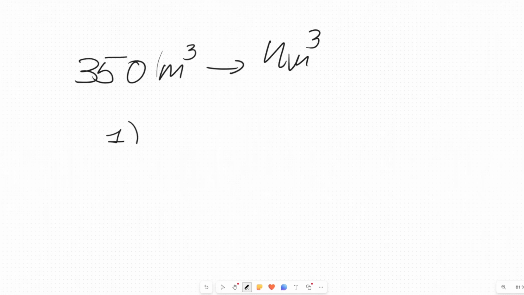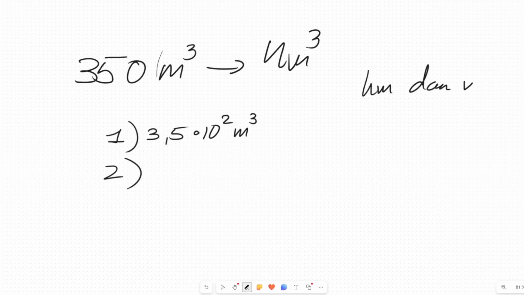Okay, so first step would be writing the number in scientific notation, which would be 3.5 times 10 to the power of 2 cubic meters. And step number 2 would be writing the equivalence. But what is the equivalence between the cubic meters and the cubic hectometers? Well, we have two steps because we have to move first to the decameters and then to the hectometers, right? So two steps. But since it's a cubic unit, then it's going to be triple the number of steps. So 2 steps would be turning into 6. And since it's to the left, it's going to be minus 6.